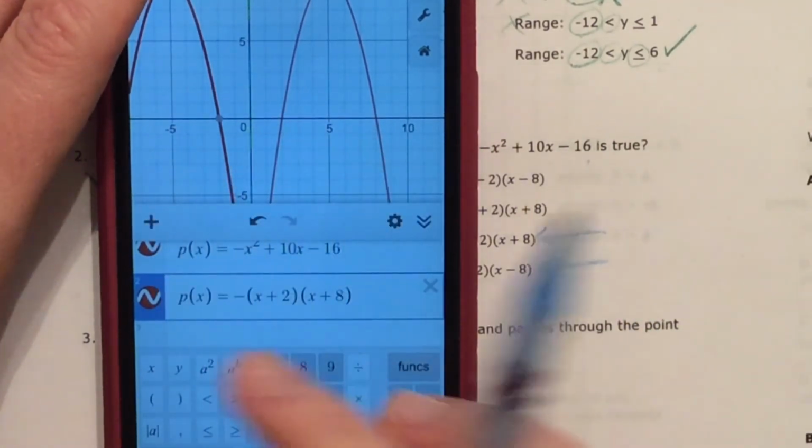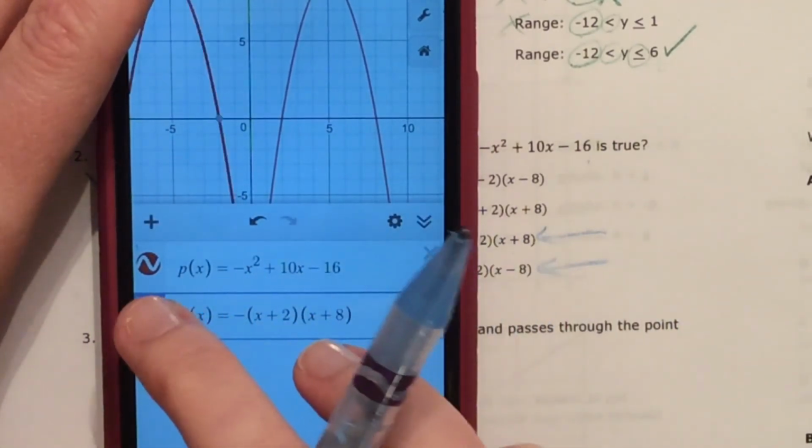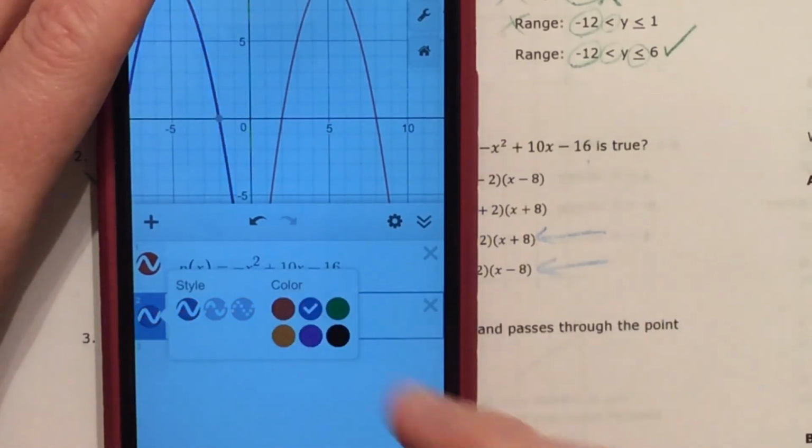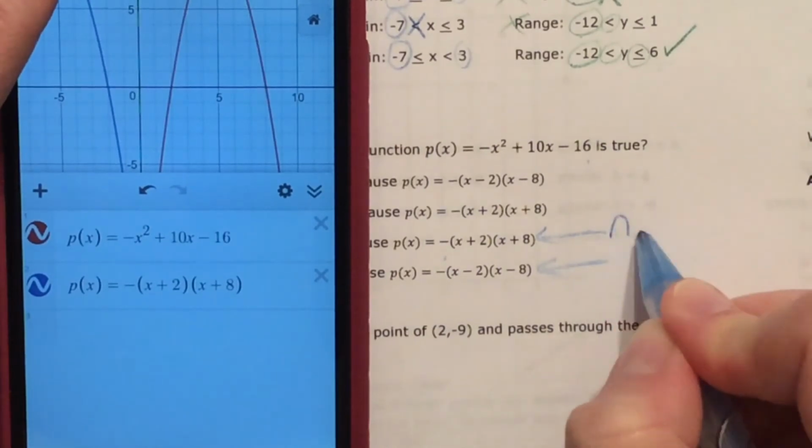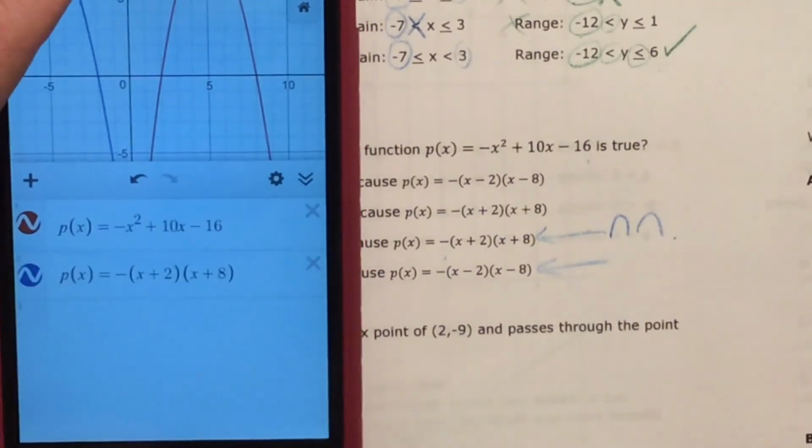No, those are not the same. We have two different parabolas. And we can change the color so that we can look and see that that is two different ones. So these are side by side like that. That's what our picture looked like.